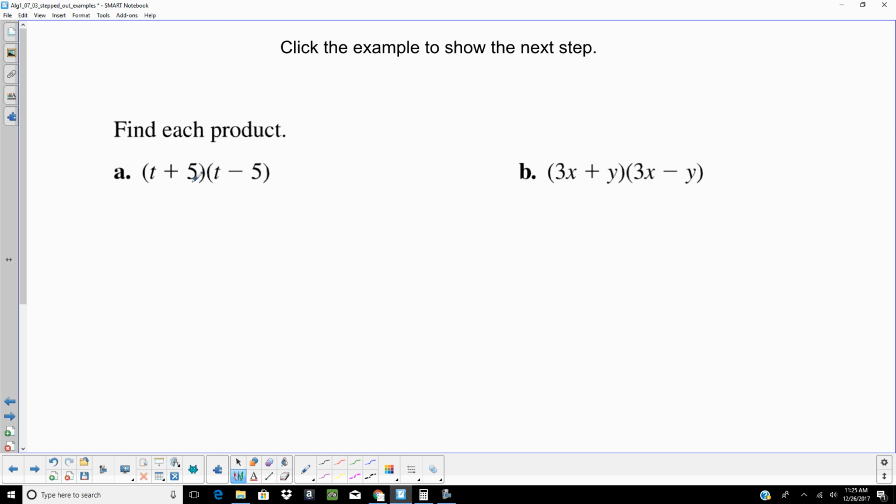Because they look exactly alike, except you have one with a plus, one with a minus. t times t is t squared. 5 times negative 5, negative 25. And again, if you forgot this special pattern, you could go ahead and FOIL everything out and you're going to get exactly the same answer. 3x times 3x, y times negative y.